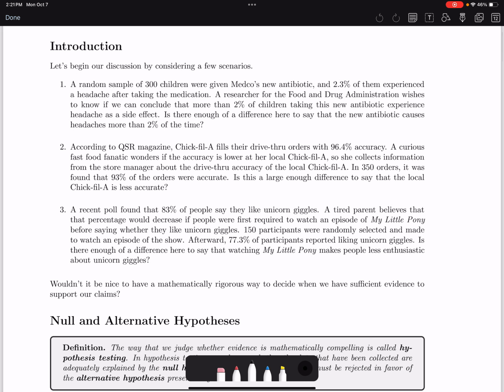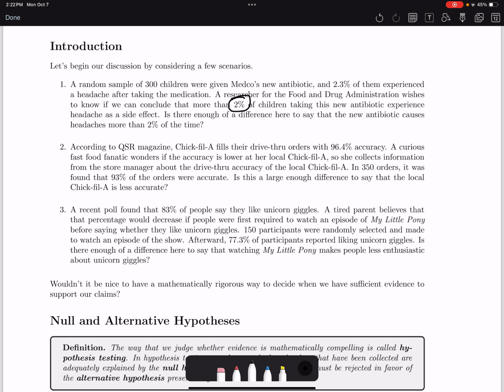Just to introduce the idea, let's consider a few scenarios. This first one says, a random sample of 300 children were given Medco's new antibiotic, and 2.3% of them experienced a headache after taking the medication. A researcher for the Food and Drug Administration wishes to know if we can conclude that more than 2% of children taking this new antibiotic experience headache as a side effect. Now, the question is, is there enough of a difference here to say that the new antibiotic causes headaches more than 2% of the time? Now, where did this 2% come from?